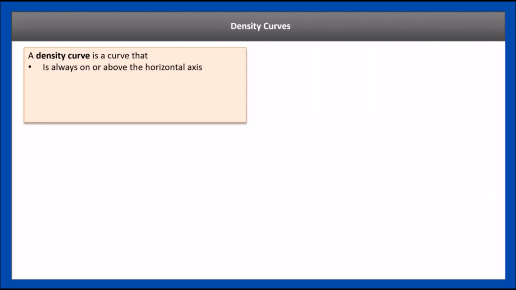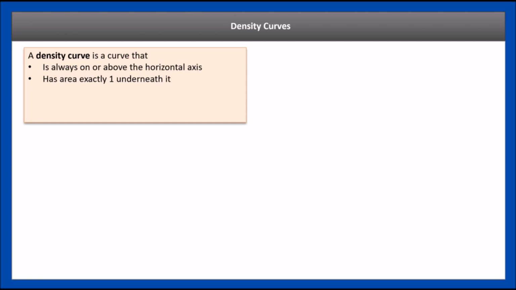So we're going to look at density curves. So what is a density curve? A density curve is a curve that simplifies things. It has certain features, such as it's always on or above the horizontal axis, and it has an area of exactly 1 underneath it. So that's an important feature when we look at density curves.